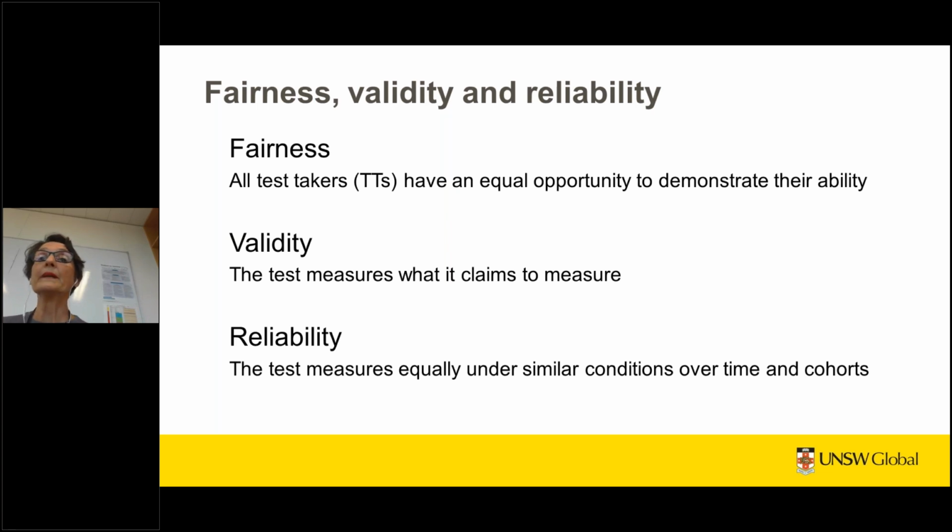They all need to be valid. So the test needs to measure what it claims to measure, and needs to be reliable. So the test measures equally under similar conditions, you know, today, next year, the year after, and similar cohorts. You know, a group from this class or a group from another class or whatever. So that's reliability.